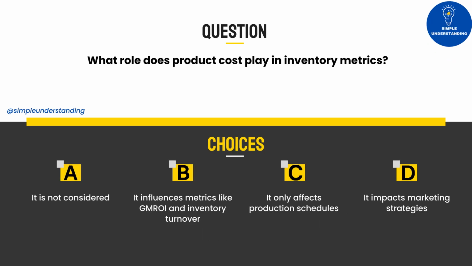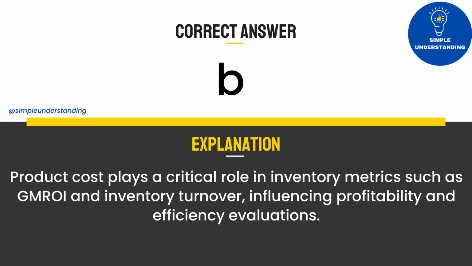8. What role does product cost play in inventory metrics? A. It is not considered. B. It influences metrics like GMROI and inventory turnover. C. It only affects production schedules. D. It impacts marketing strategies. Correct answer, B. Overall explanation. Product cost plays a critical role in inventory metrics such as GMROI and inventory turnover, influencing profitability and efficiency evaluations.